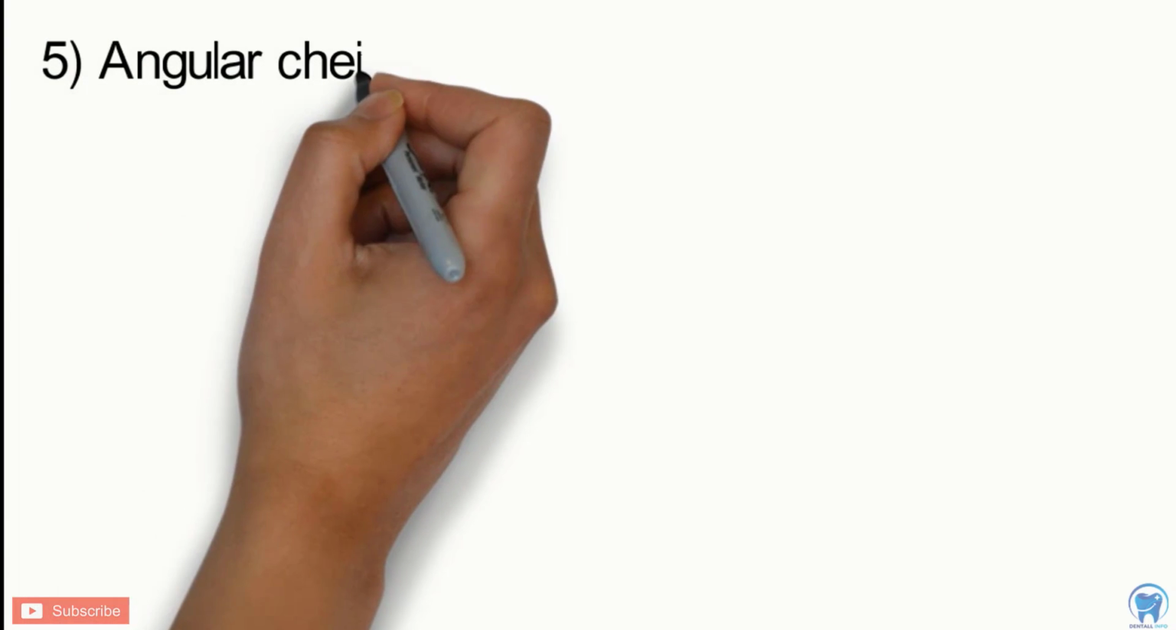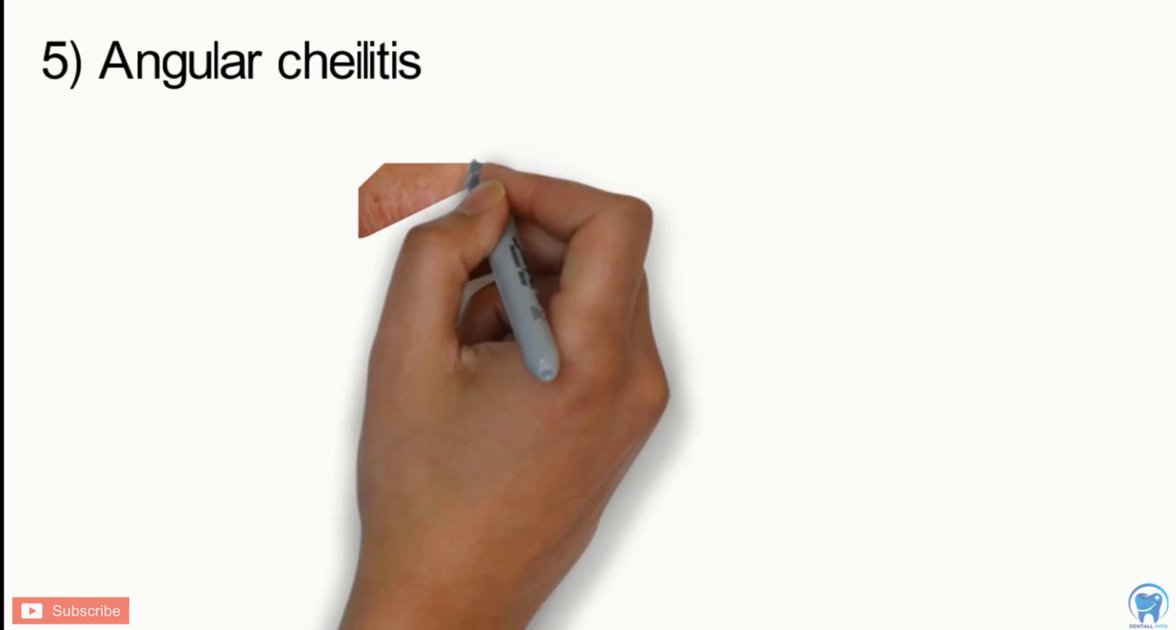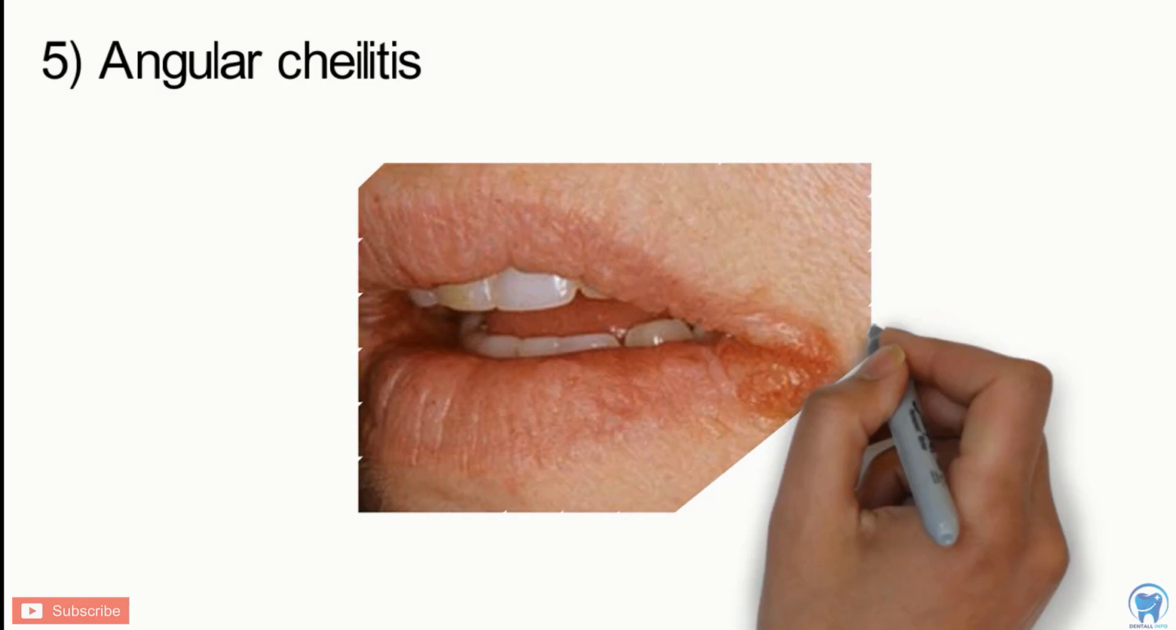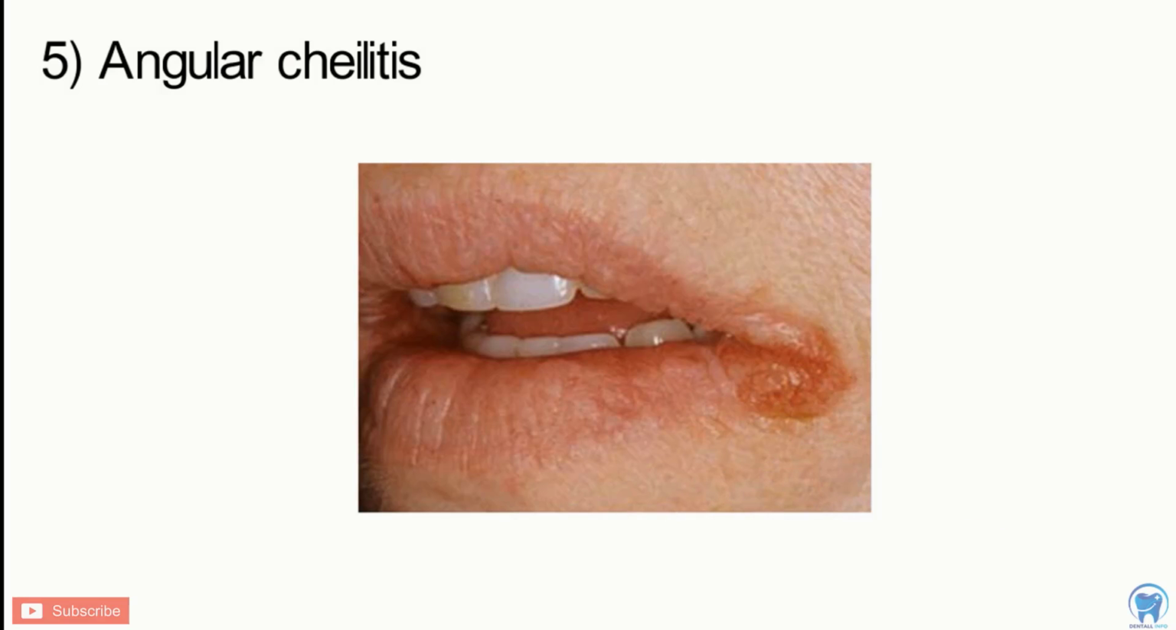Next defect is angular cheilitis. The corners of the mouth form deep folds which are bathed in saliva. These folds become infected and sore.